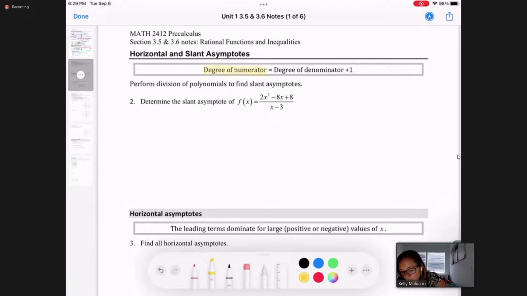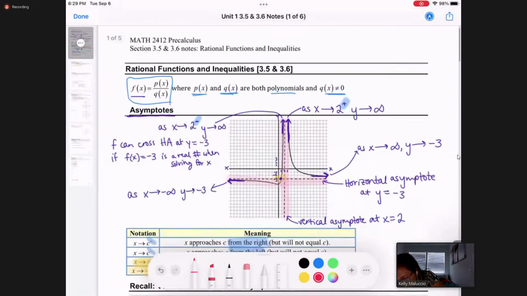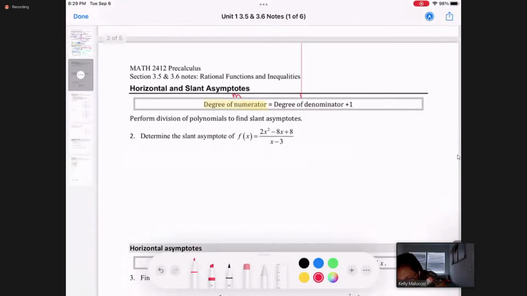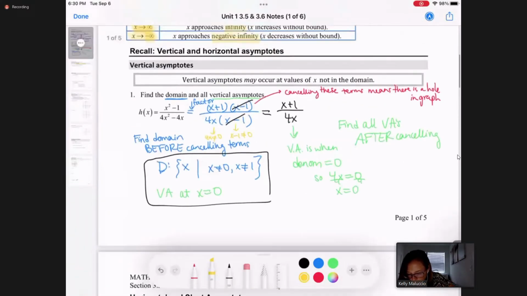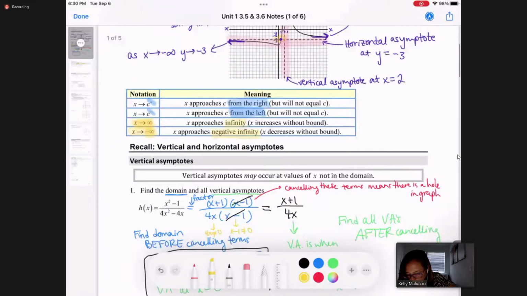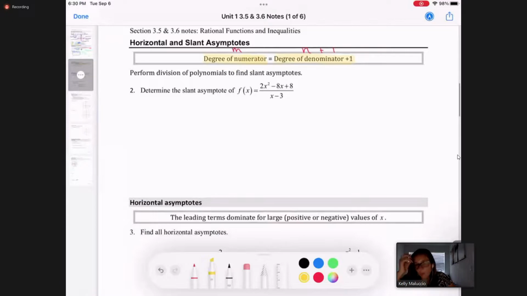This happens when the degree of the numerator, which we're going to call n, equals the degree of the denominator plus 1, which we'll call m. Okay, n equals m plus 1. And that will be the degree of the denominator plus 1. I think I'm just calling it m and n. We're just going to call it that because then we can refer to the degree, whatever number that might be.